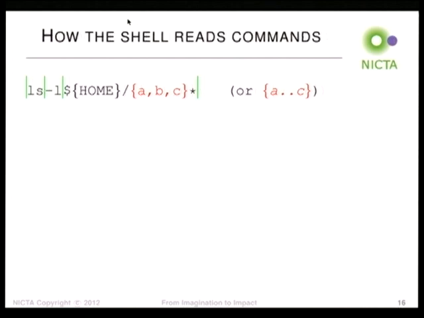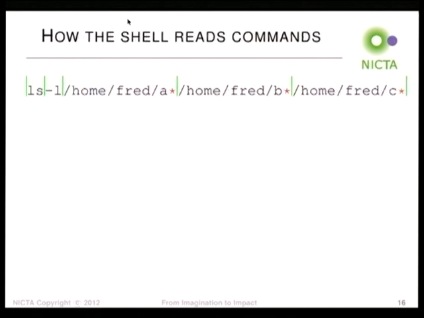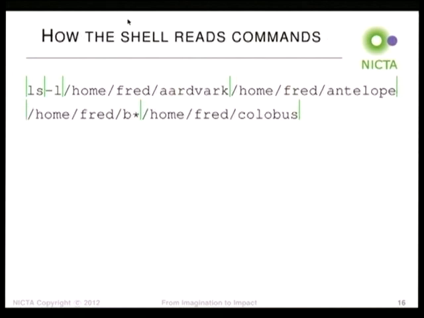So we've done the expansion. Now we look for dollar things. In this case, HOME is a standard variable that's got your home directory in it, the name of your home directory. So we expand that. Now we're going to look for glob expressions. There's a star there, so we're going to look for things that start with A, B, or C. In this case, we happen to have some things beginning with A, but nothing beginning with B. So if there's nothing that matches, the shell just passes it through unchanged.